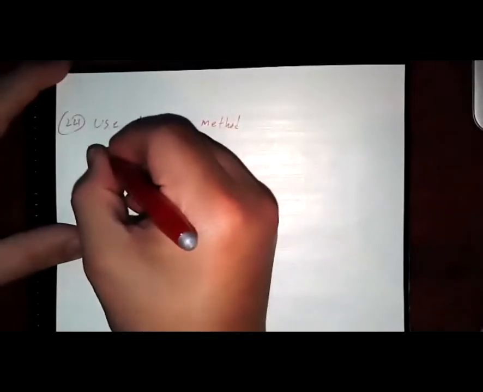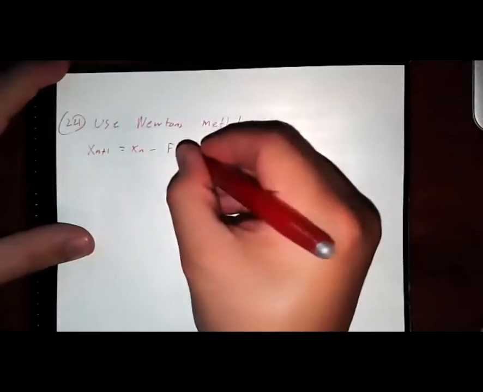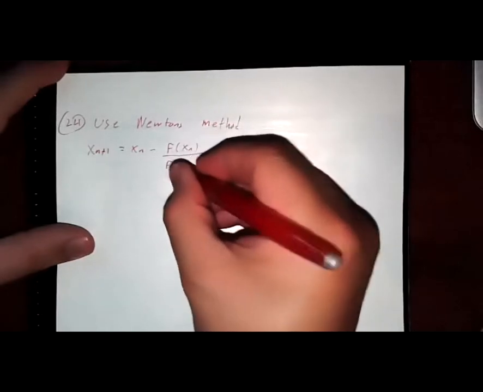So basically, the formula for Newton's method is this guy. x_{n+1} is equal to x_n minus f of x_n over the derivative at x_n.